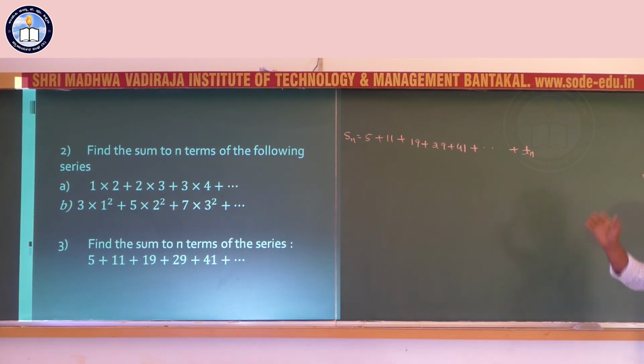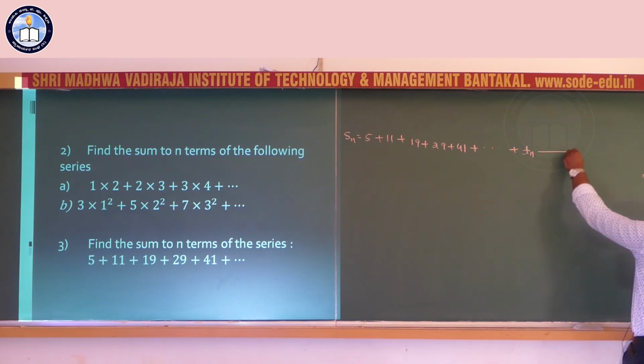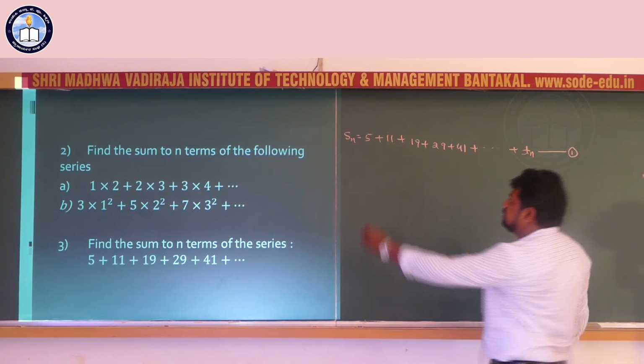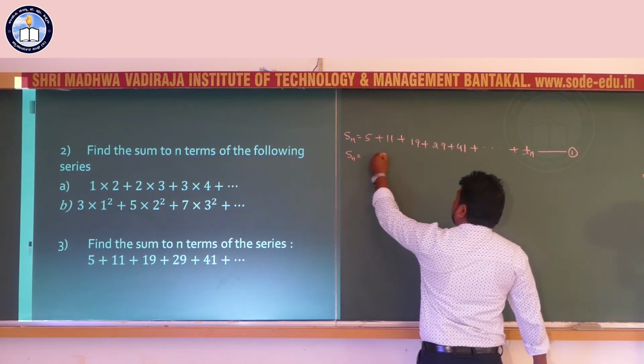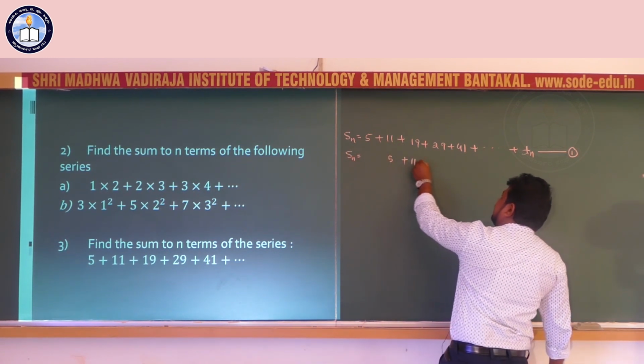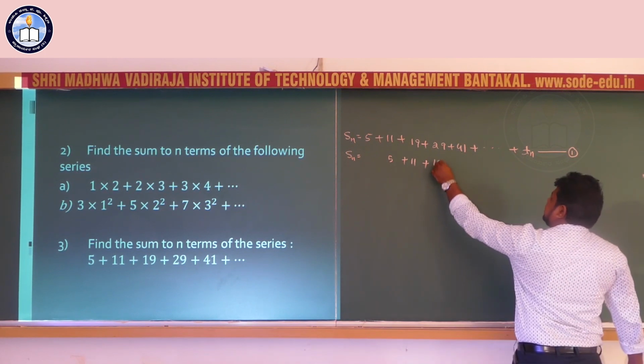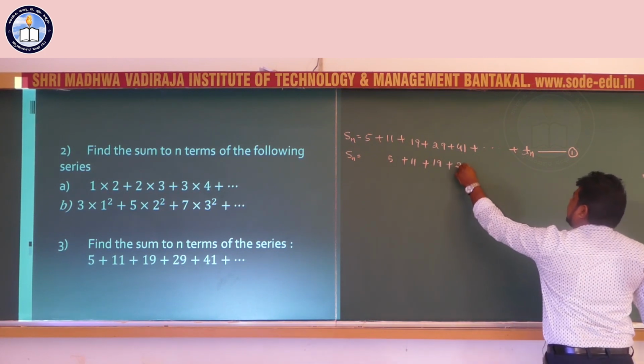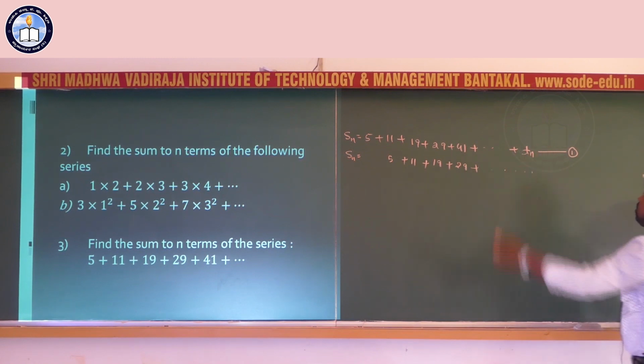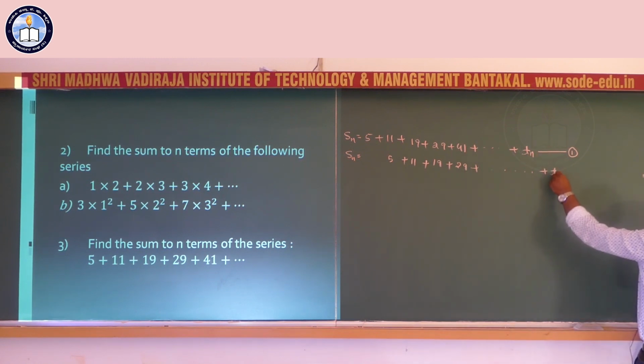Any term divided by the previous term is not the same, so it is not in geometric progression. So this is one special problem. I call this equation 1. I rewrite this one: Sn equal to 5 plus 11 plus 19 plus 29 plus dot dot dot up to Tn. I call this equation 2.